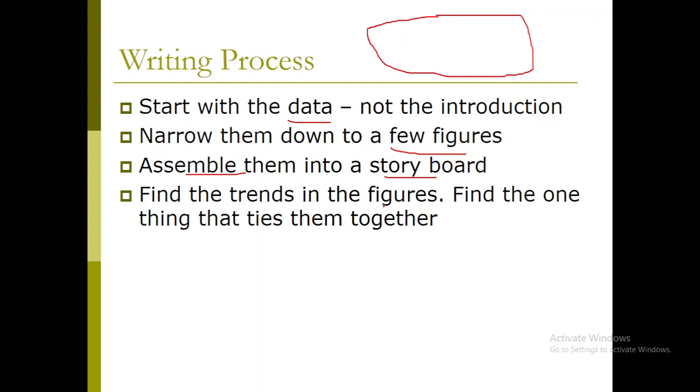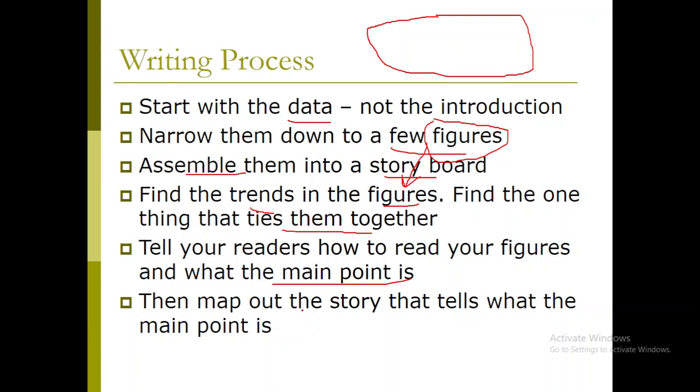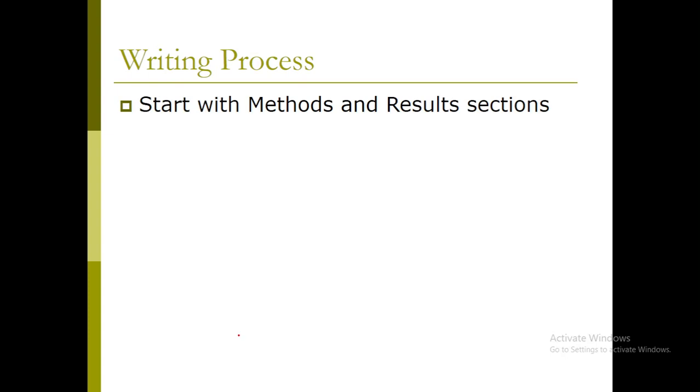And then you have to find the trends in those figures, in those segments or chunks of data that you have selected. You need to find the trends in that, and then find the one thing that ties them together. And then you have to tell your readers how to read your figures and what the main point of your data is. Then finally you have to map out the story that tells what the main point is, right? So this is how generally it is done.